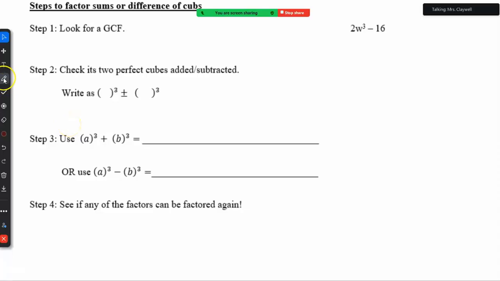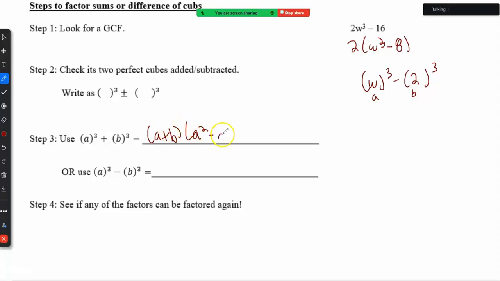So I'm going to look for a GCF. For this one, step 1, I see a 2. I'm going to write it as something cubed minus something cubed. If I look above, what times what becomes 8? That's a 2. So this is my A, this is my B. Then I'm going to use one of these two formulas.